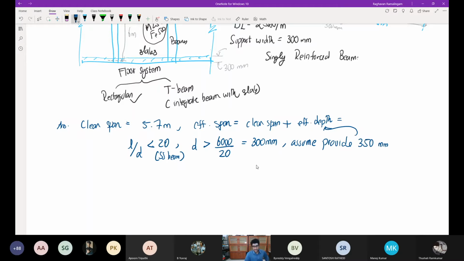So what do you get for the effective span? All these small things when I ask you, just answer it quickly. So 6.05 meters. Okay. Yeah, 6.05 meters. So this thing is known now.